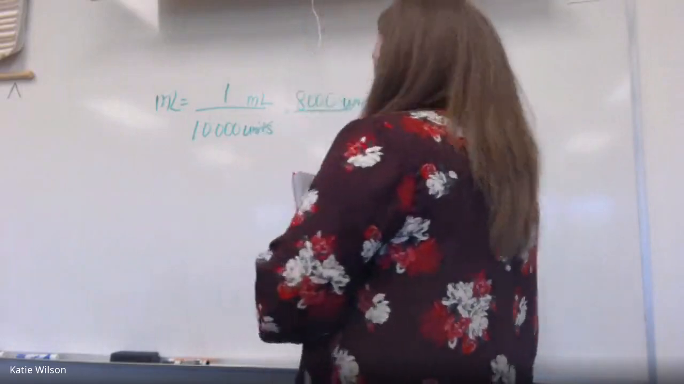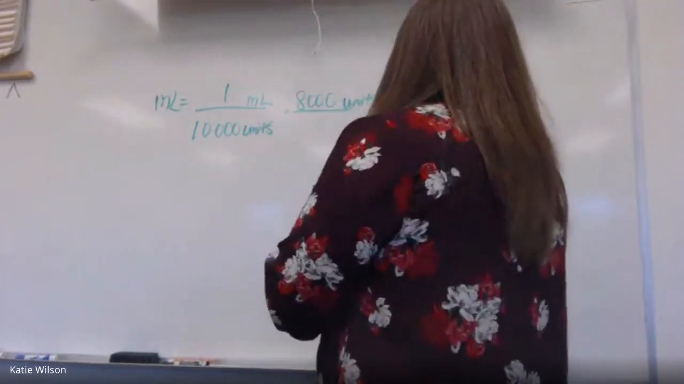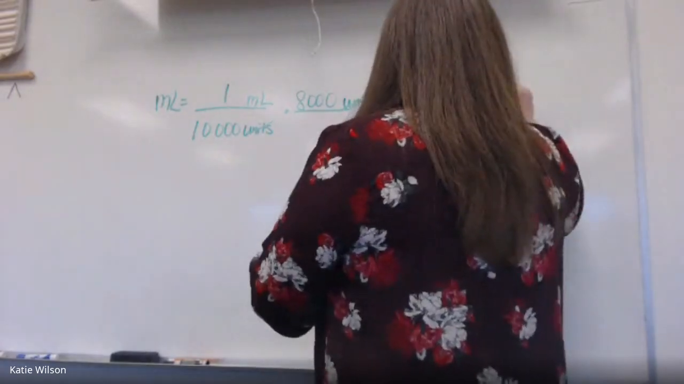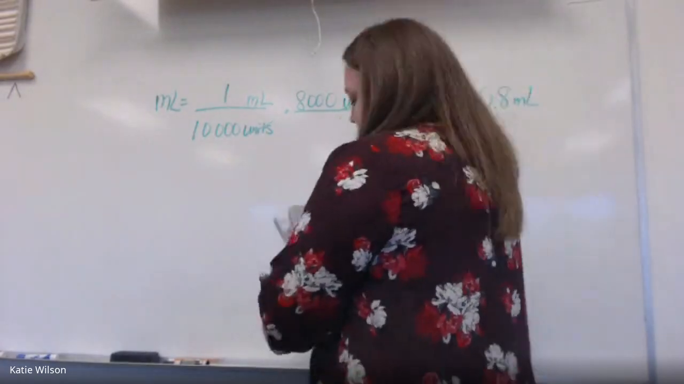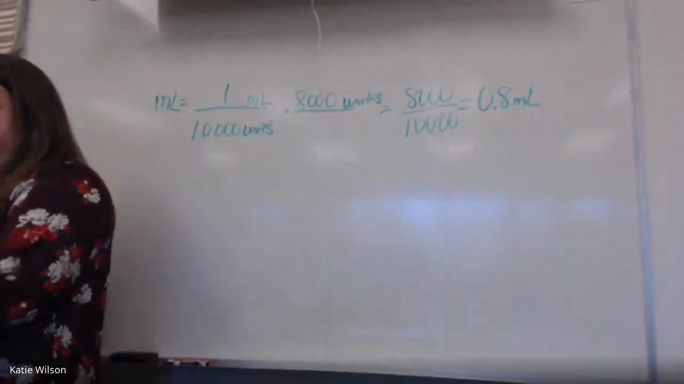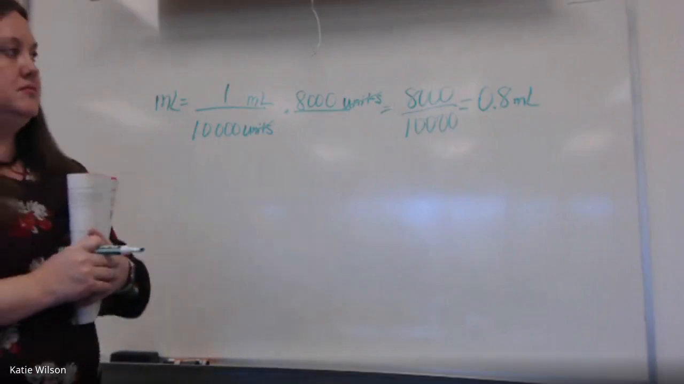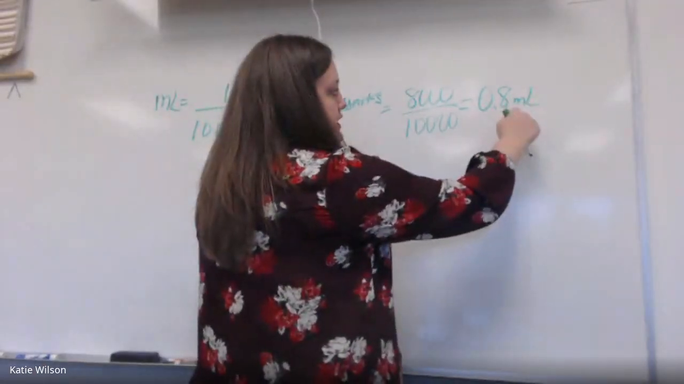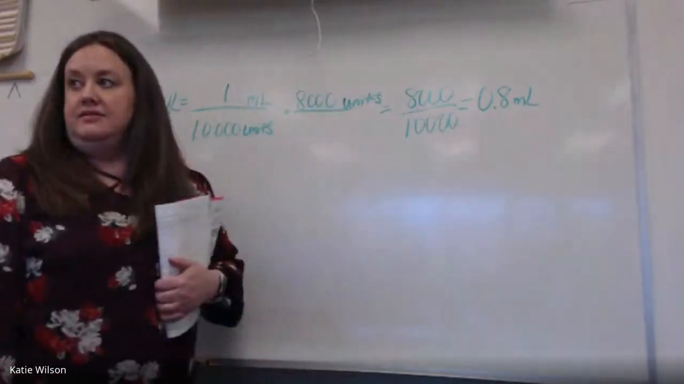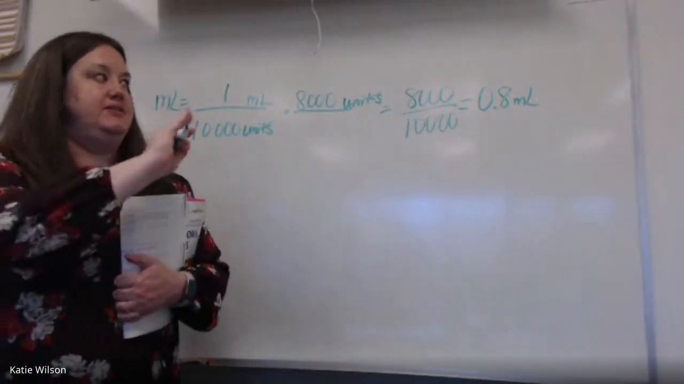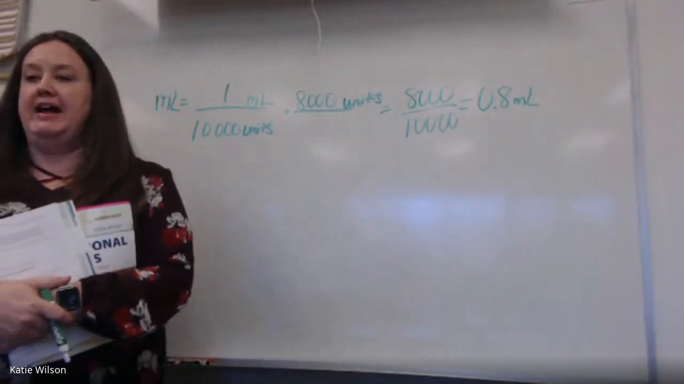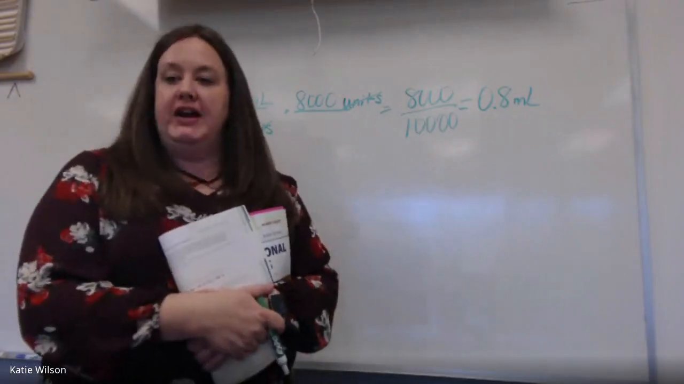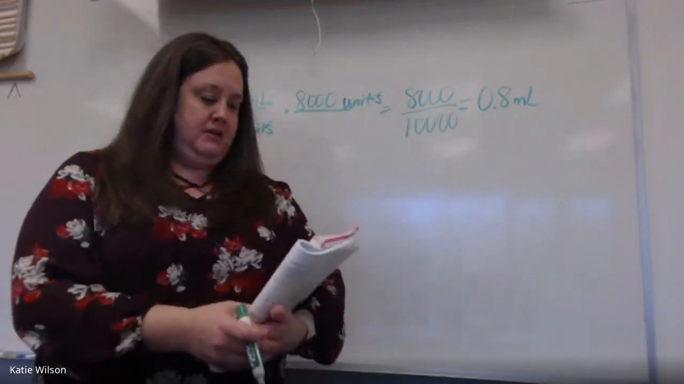Okay, what's 8,000 divided by 10,000? 0.8. So it tells me to round to the hundredth. The hundredth doesn't exist. It's a 0, so we just leave it 0.8. We don't add the 0 because we don't want a trailing 0, right? Okay.